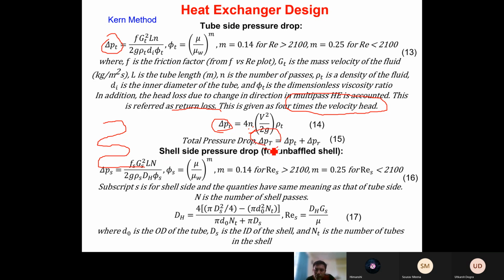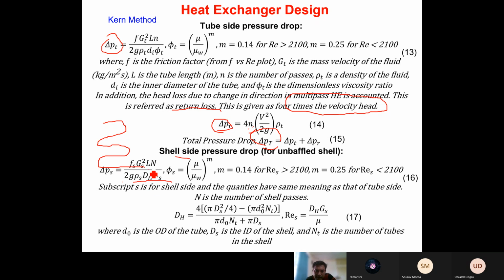Similarly, we can calculate the total pressure drop taking place in the shell. That is again calculated using this equation. This equation and this earlier equation are the same. The only difference here is the subscripts are replaced by S. So now everything we are looking at is the shell side. So mass velocity at the shell side is given by G_S. F_S is the shell side friction factor. Phi_S is nothing but the shell side viscosity correction factor. Rho_S is the density of the shell side fluid. D_H, capital D_H, is the hydraulic diameter.